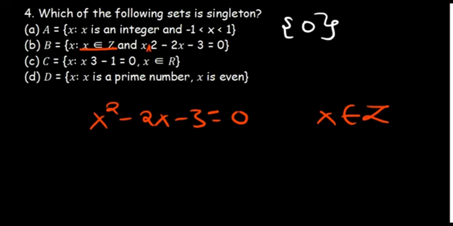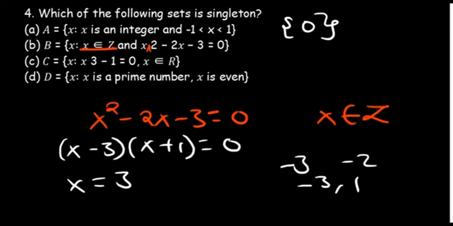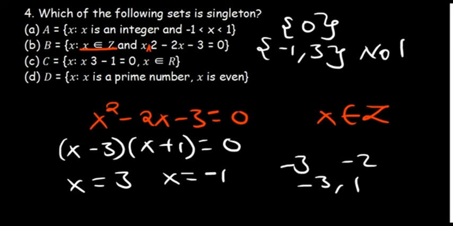Okay, so what do we have? The product is negative 3, the sum is minus 2. The factors are negative 3 and 1. So we have x minus 3 and x plus 1 is equal to 0. Our value of x can either be positive 3 or minus 1. So we have two values of x that satisfy that equation, negative 1 and 3. So this one is not a singleton because it has got two members already.